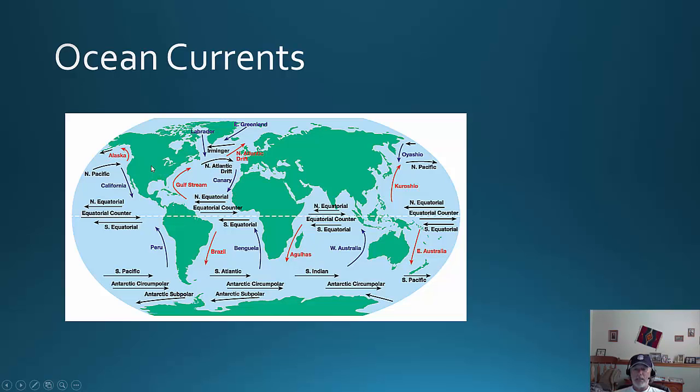Now, if we're referencing the continent, the east side of the continent is the warm current, the west side is the cold currents. And we talked about how warm currents come out of equatorial regions and move towards the polar regions.